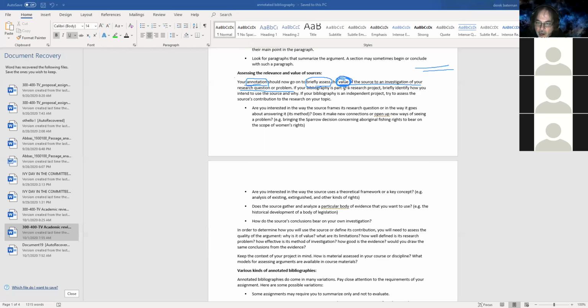So if a bibliography is part of a research project, which it is in your case, briefly, again, you have to be brief, identify how you intend to use the source and why. Understand that. That means in your annotation, once you've done the first part, and you've identified the thesis and the position they're taking and the value it has, you expand on that value. This will lend itself to my position in my report where I will be making this call to action.